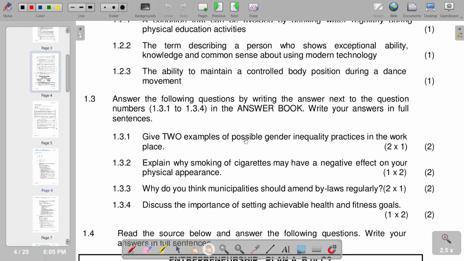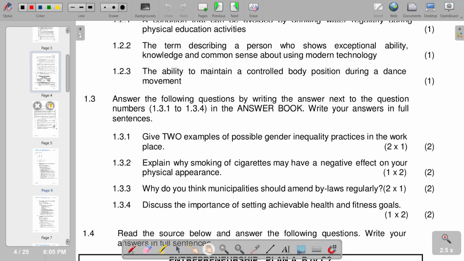So gender inequality practices, we can talk about an equal pay for equal work being done. So we have got equal work that is being done, but then in terms of remuneration, we are paying the workers differently. So it becomes inequality or trying to label or stereotyping based on gender. So any stereotyping that can transpire based on gender can also be a possible answer that we have.